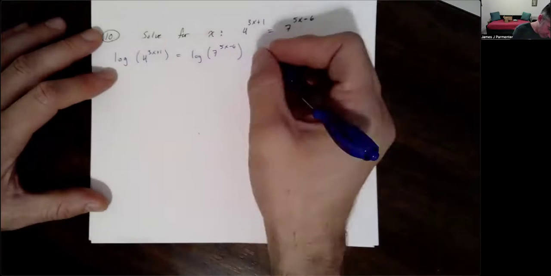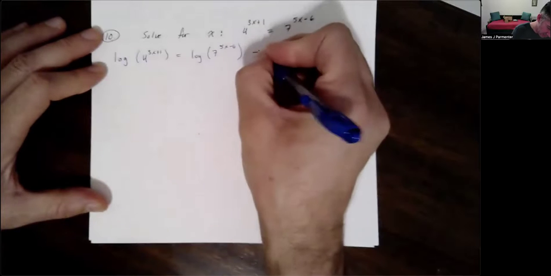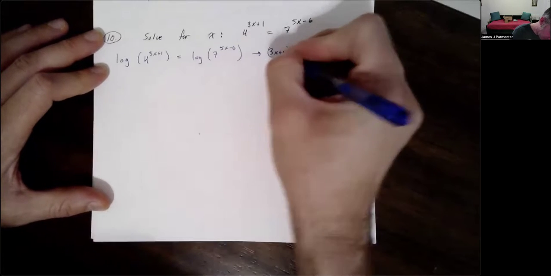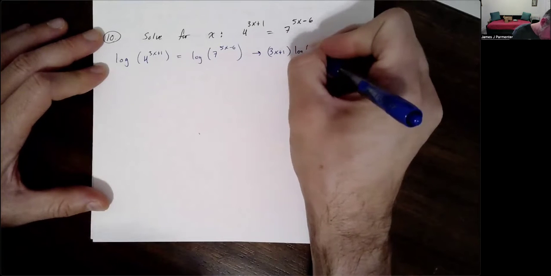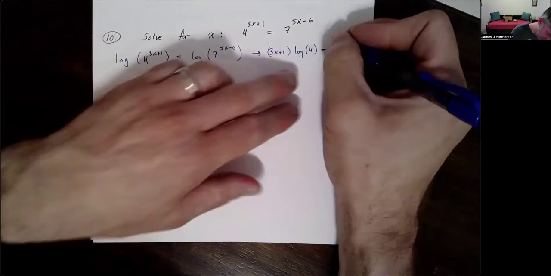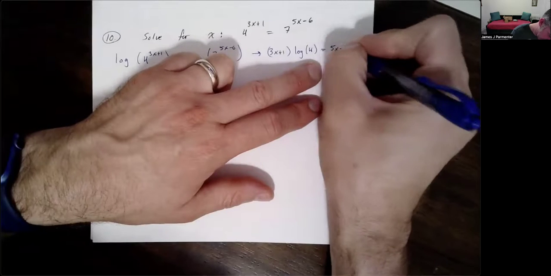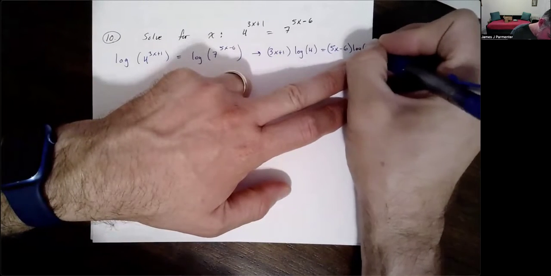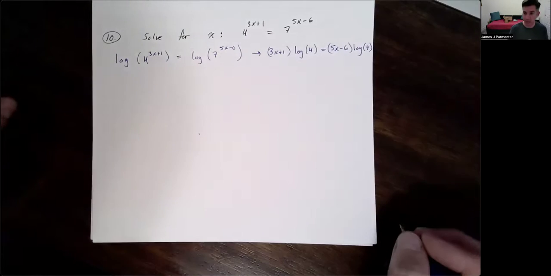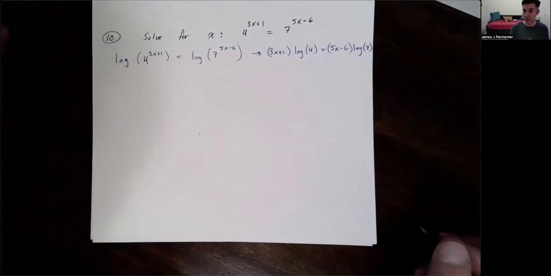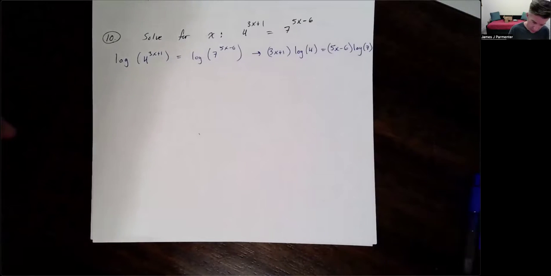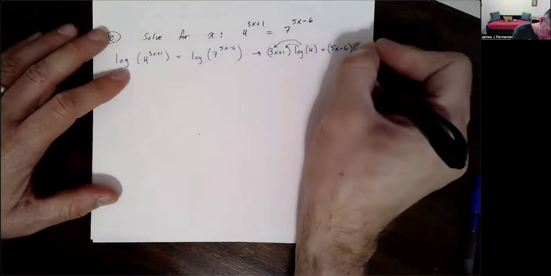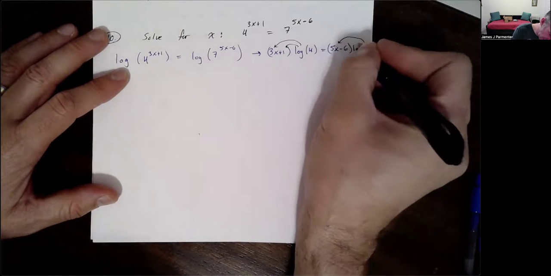So we're going to get 3x plus 1 times log of 4 equal to 5x minus 6 times log of 7. Again, we have to collect the x's, and to do that, we have to distribute the logarithms here. So we're going to multiply the log of 4 by 3x and by 1, and the log of 7 by 5x and by minus 6.